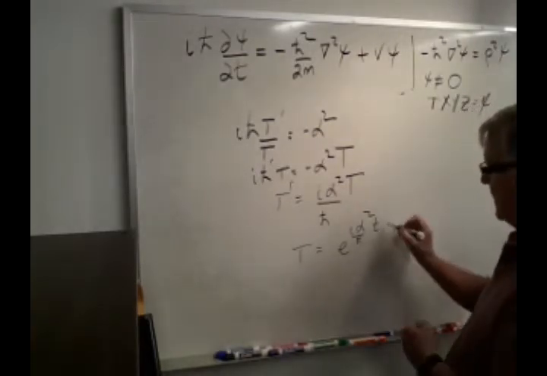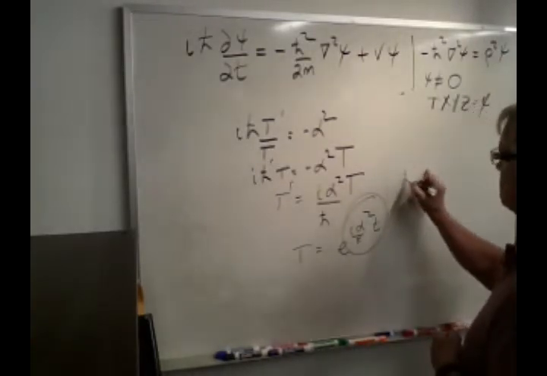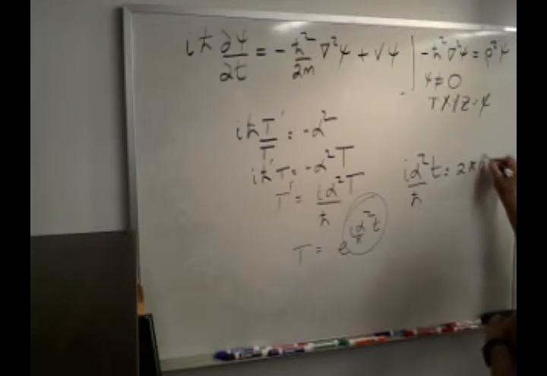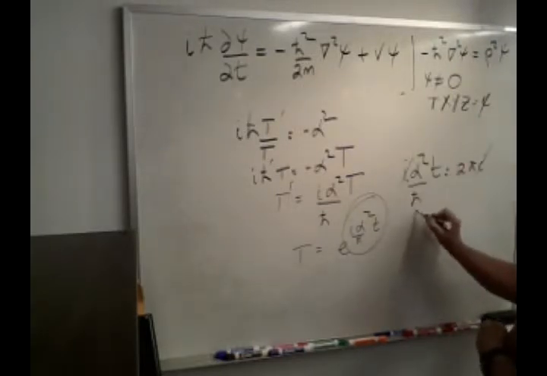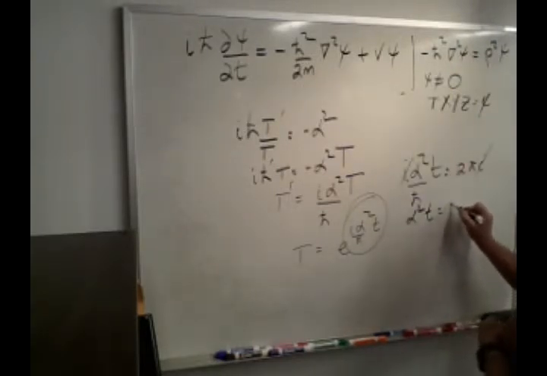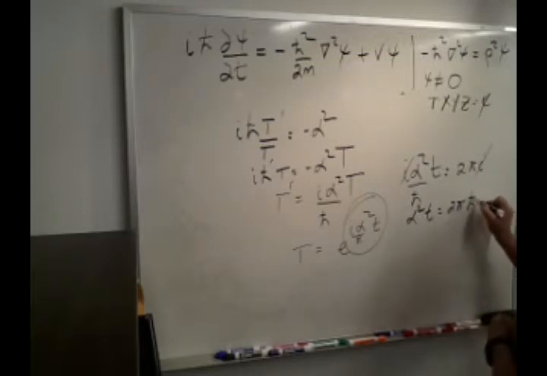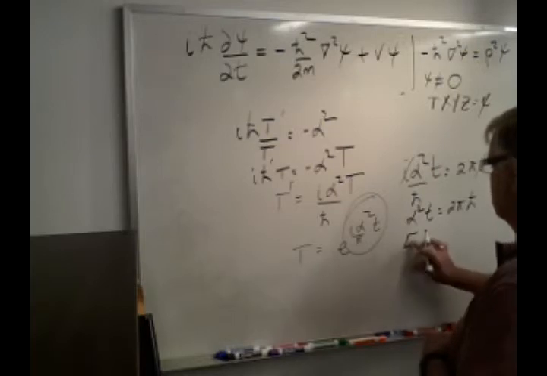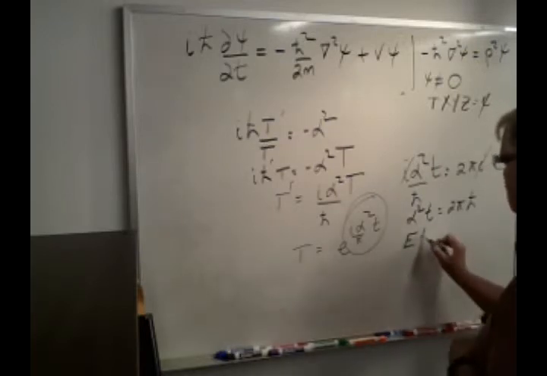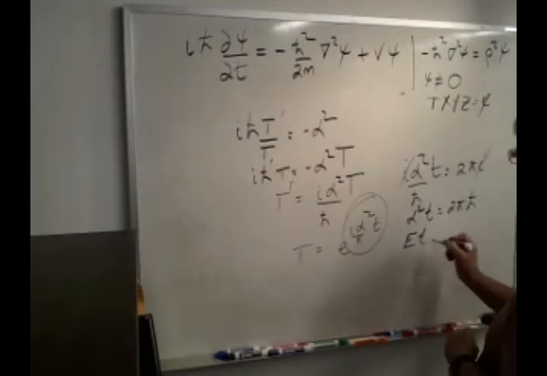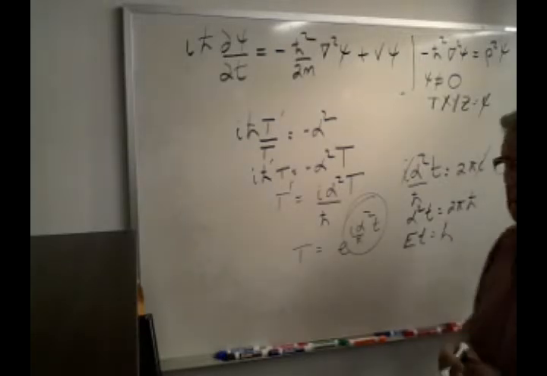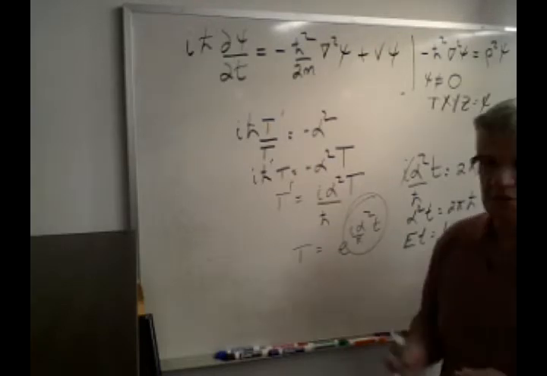So this would basically mean we take this part here, which is i alpha squared t over h bar, would equal 2 pi i. The i's cancel. We have alpha squared t is equal to 2 pi times h bar. That's equal to some energy, so we will denote that as the energy of the electron. The energy of the photon that's coming in times time is equal to basically h. And there's our boundary condition, which would set time equal to 1.